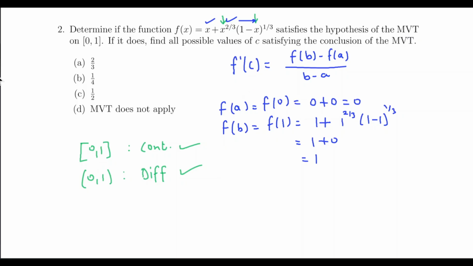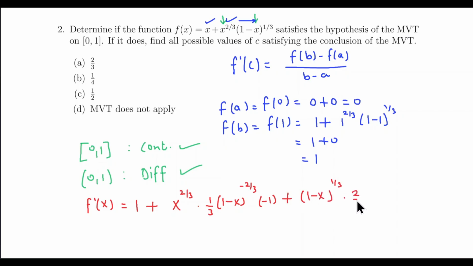And the derivative, okay, the derivative is going to be fun. So f prime of x is going to be 1, that is the derivative of x, and here I need to use the product rule. So x to the 2 over 3 as it is, then 1 over 3 times (1 minus x) to the minus 2 over 3 times minus 1, plus (1 minus x) raised to 1 over 3 as it is, and then 2 over 3 x to the negative 1 over 3 as the other thing.